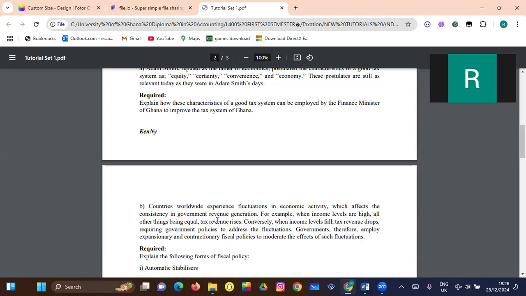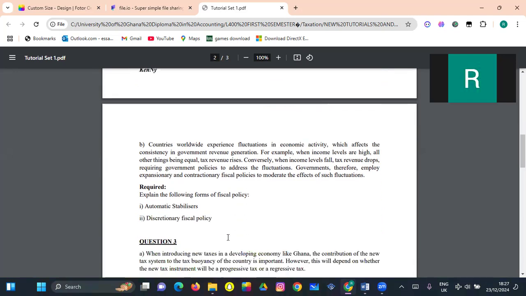Conversely, when income level falls, tax level drops, requiring government policies to address the fluctuations. Government therefore employs expansionary and contractionary fiscal policies to moderate the effect of such fluctuations, right? So, explain the following forms of fiscal policies: automatic stabilizers and then discretionary policies.